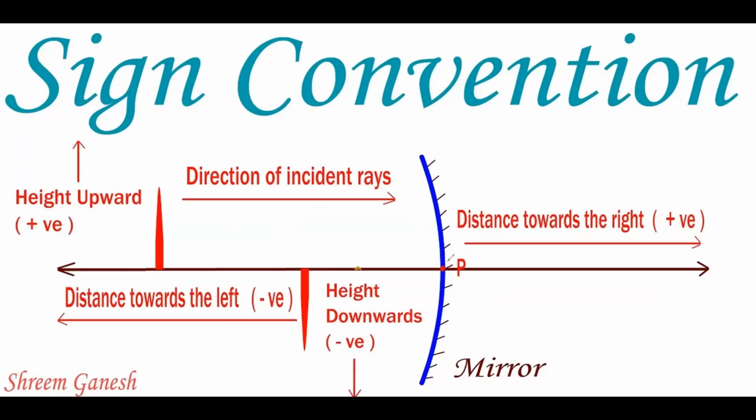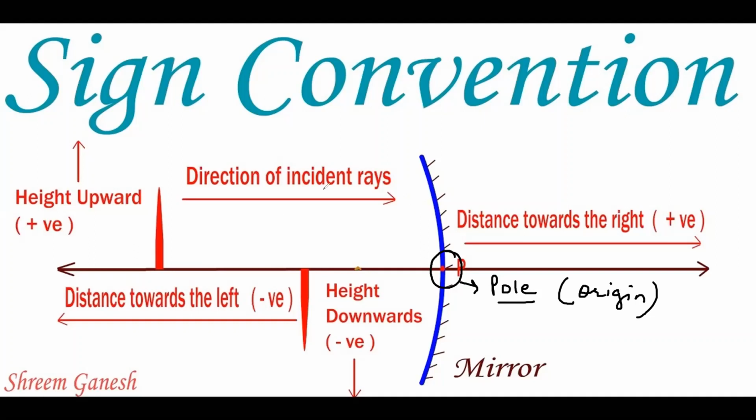There are certain points which you have to remember. The first point is all the distances we will be measuring from pole. Pole will be behaving as origin to measure all the distances, whether you talk about object distance or image distance. Now any distance which you will be measuring towards your left hand side, means when you are moving against the direction of incident ray.